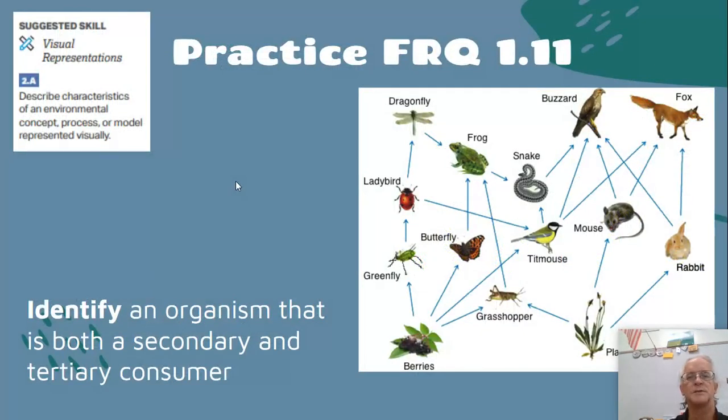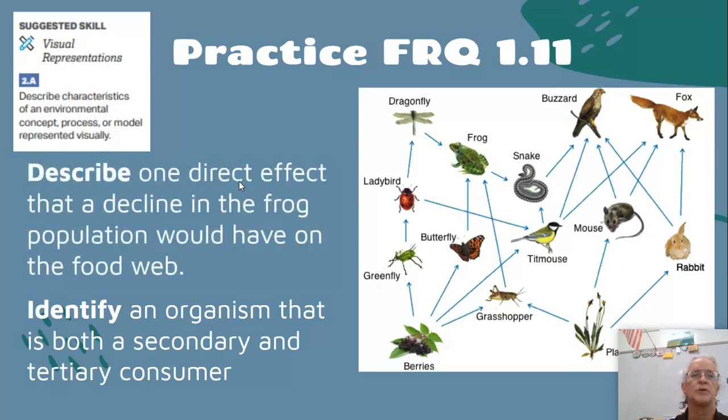So, in practice, FRQ 1.11: Can you identify an organism that is both a secondary and a tertiary consumer? Can you describe one direct effect that a decline in the frog population right there would have on the food web?